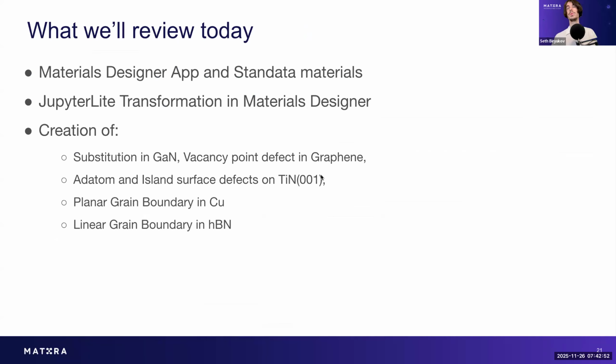Today, we're going to be looking at the Materials Designer application and importing materials from Standata. We're going to be using the Jupyter Lite transformation inside of Materials Designer to create a set of materials: substitution in gallium nitride, vacancy point defect in graphene. For surface defects, an adatom and island on a titanium nitride surface, a plane grain boundary in copper, and a linear grain boundary in hexagonal boron nitride.